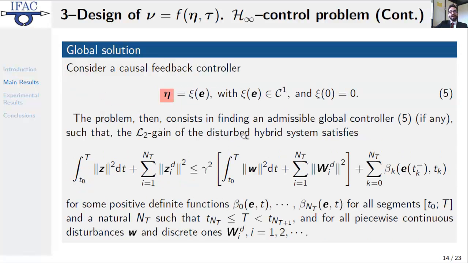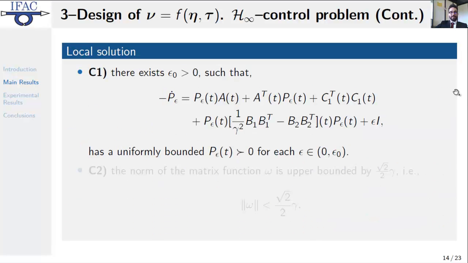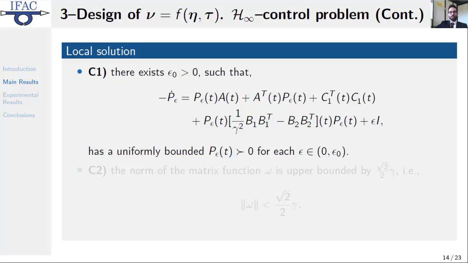The problem then consists in finding an admissible global controller 5, if any, such that the L2 gain of the disturbed hybrid system satisfies this inequality presented here for some positive definite functions beta 0 until beta capital N, for all segments between T0 and capital T, and a natural number capital N sub capital T such that this restriction is fulfilled, and for all piecewise continuous disturbances W and discrete ones capital W. This H-infinity control problem has also a local solution.